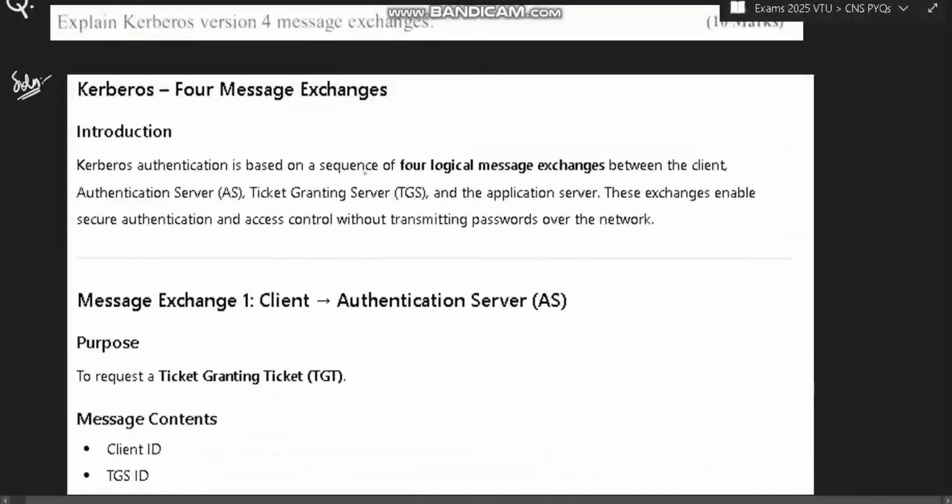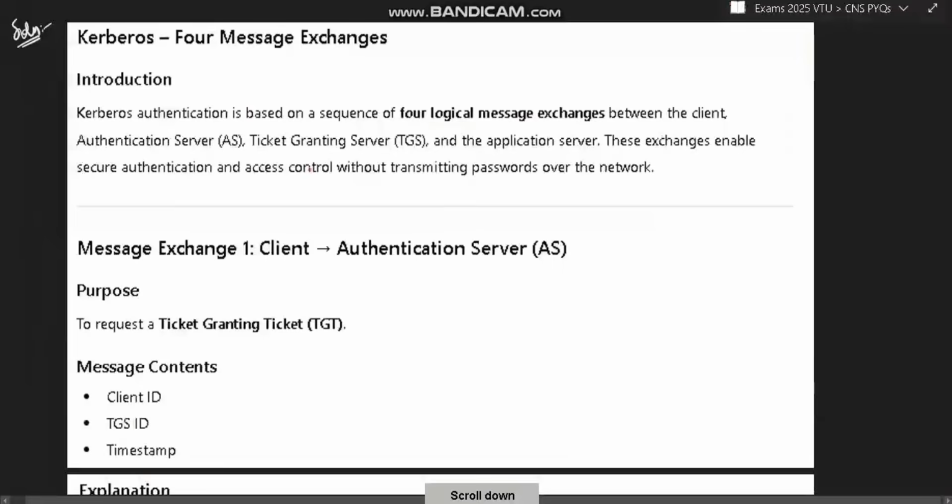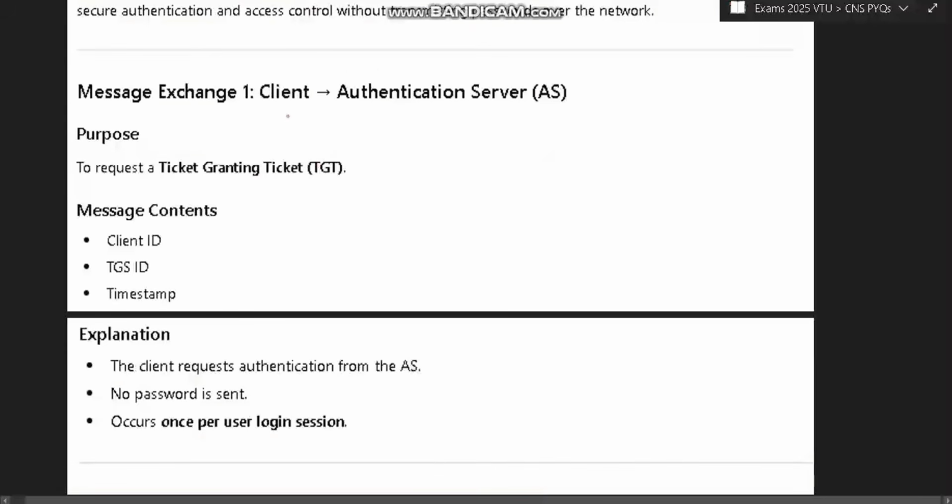Now there are two types of Kerberos. The first one is version 4 and the second one is version 5. Version 4 message exchanges: there are four logical message exchanges between the client and server. So four message types are there.